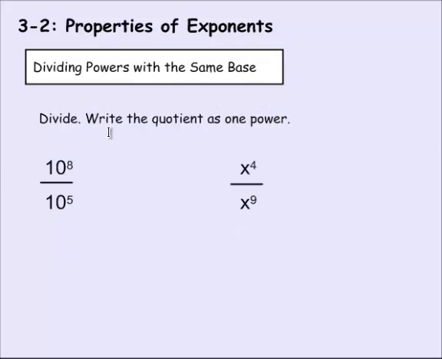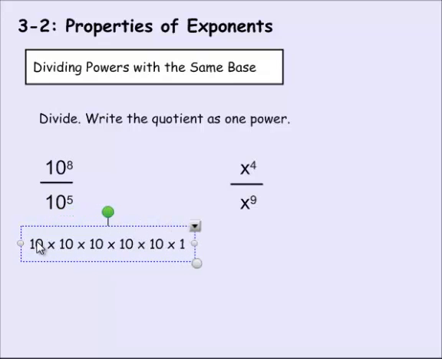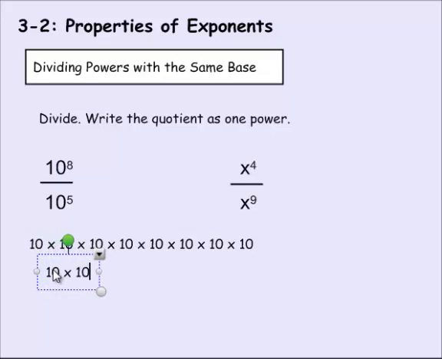Here we have to divide now. Let's write the quotient as one power. To teach you how this one works, we have 10 to the 8th divided by 10 to the 5th. If I write that out, 10 times 10 times 10 times 10, we need 8 total, and then that's over 10 to the 5th, so 10 five times.